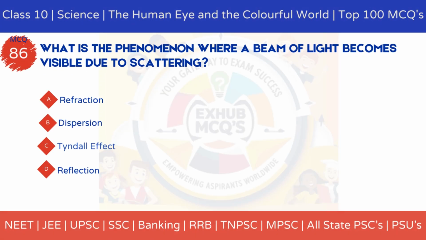MCQ 86. What is the phenomenon where a beam of light becomes visible due to scattering? Option A, refraction. Option B, dispersion. Option C, Tyndall effect. Option D, reflection.